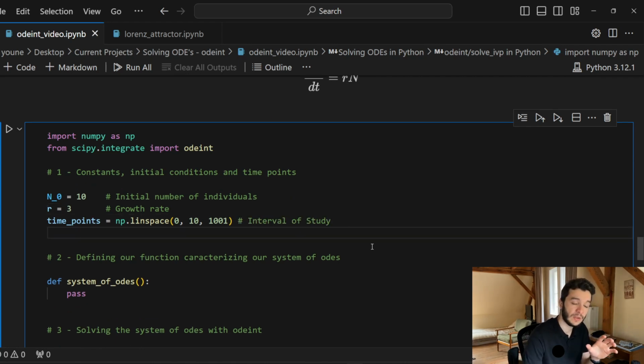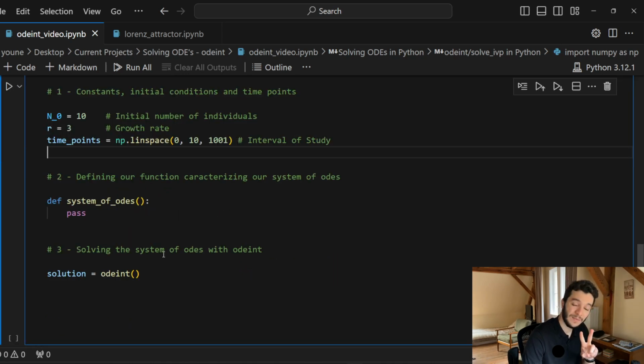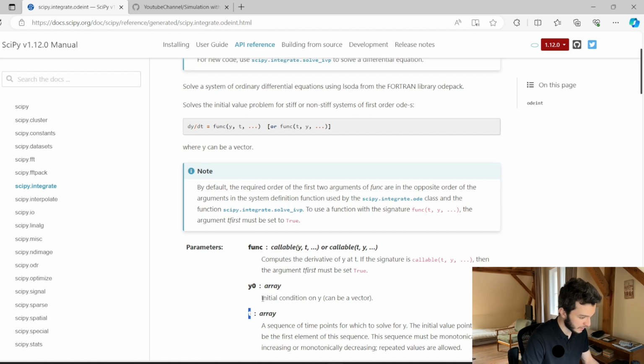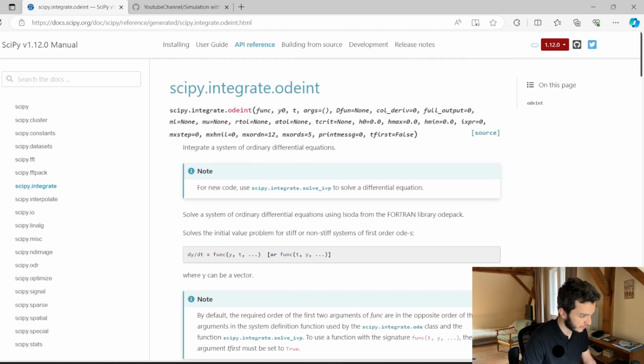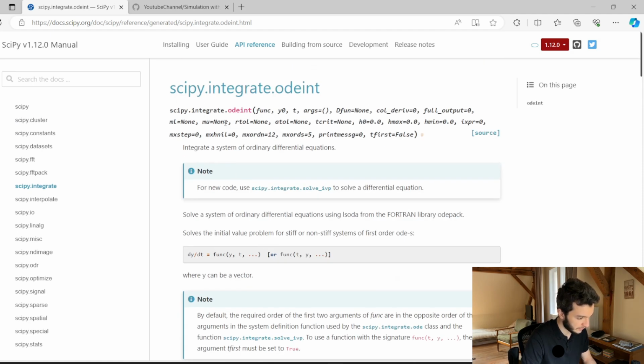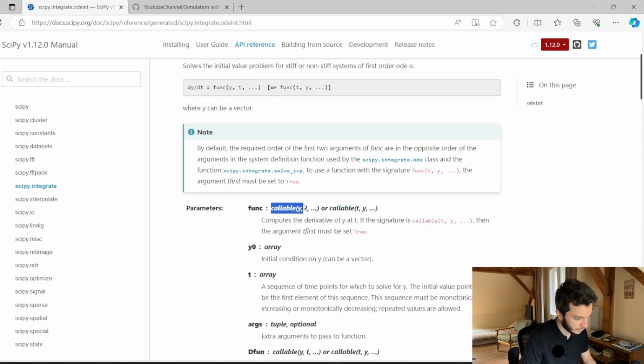Now that we define all the constants and the variables and the initial conditions and everything, the second step is to define our function that characterizes our system of ODEs. Now, this function right here will be then inputted into this ODEin function. And to speak about this function right here, if you go to the official scipy documentation, you see that the first parameter right here is a callable y and t, or callable t and y. We will just speak in a second on what this is about.